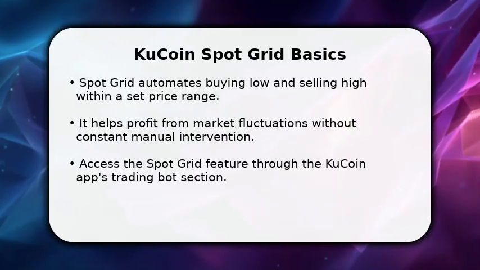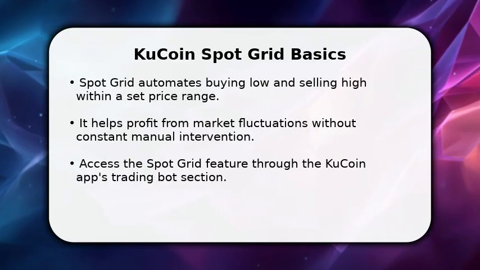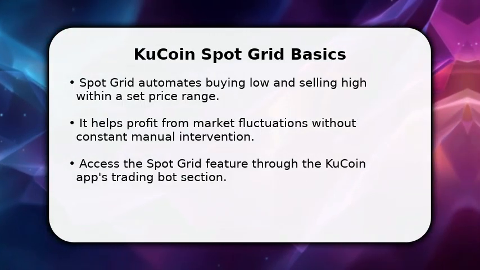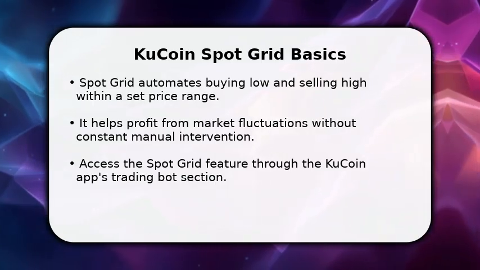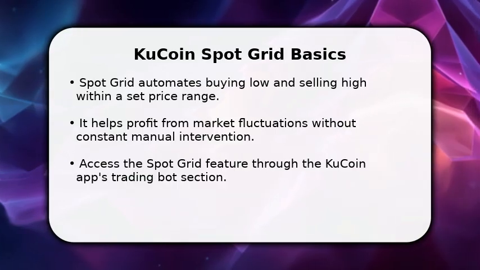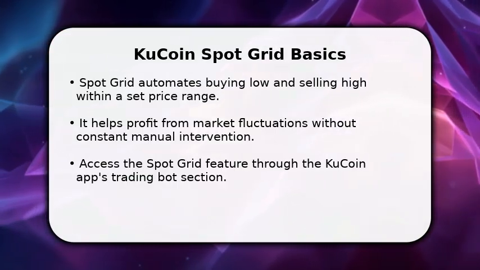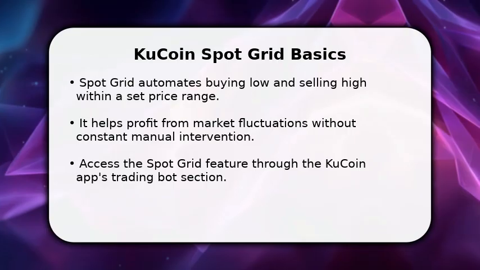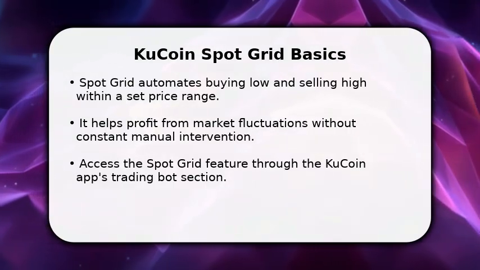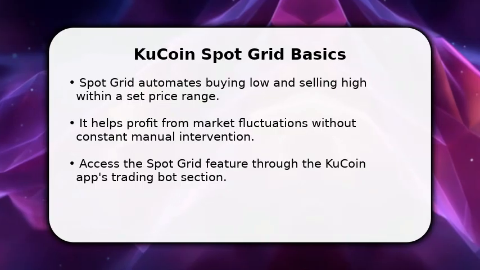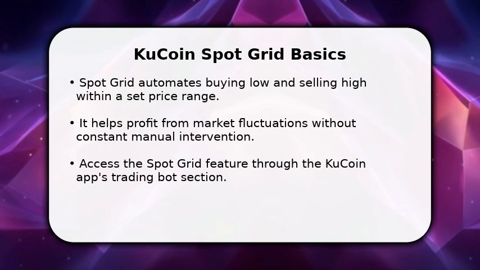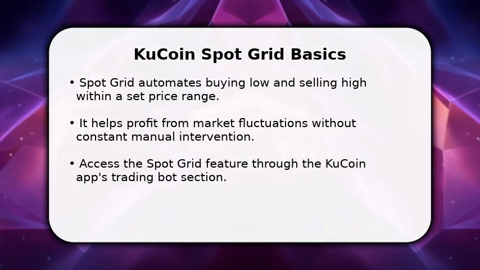In this video, I will explain how to use Spot Grid on KuCoin. This powerful tool automates buying low and selling high within a defined price range, helping you profit from market fluctuations. To get started, simply open your KuCoin app, navigate to the Trading Bot section, and select Spot Grid. You can then choose between the AI Plus option for automated settings or the custom mode for a tailored experience. It's a straightforward process to begin your automated trading journey.